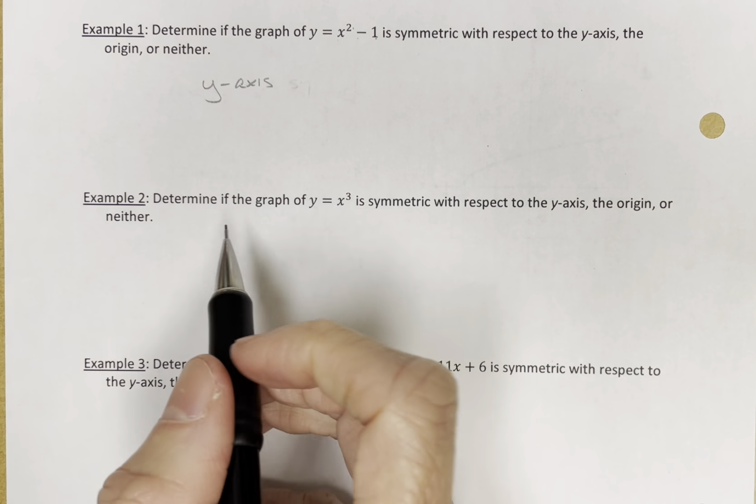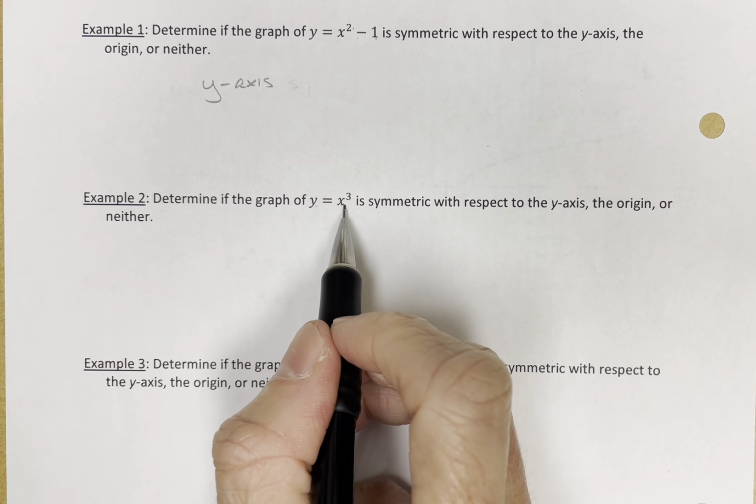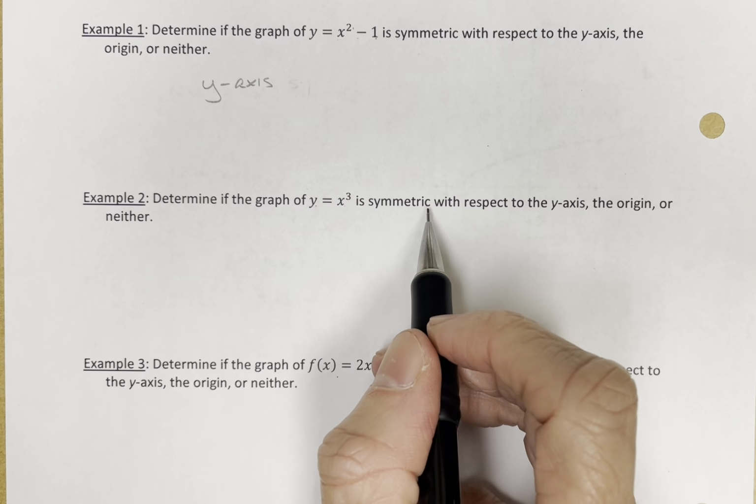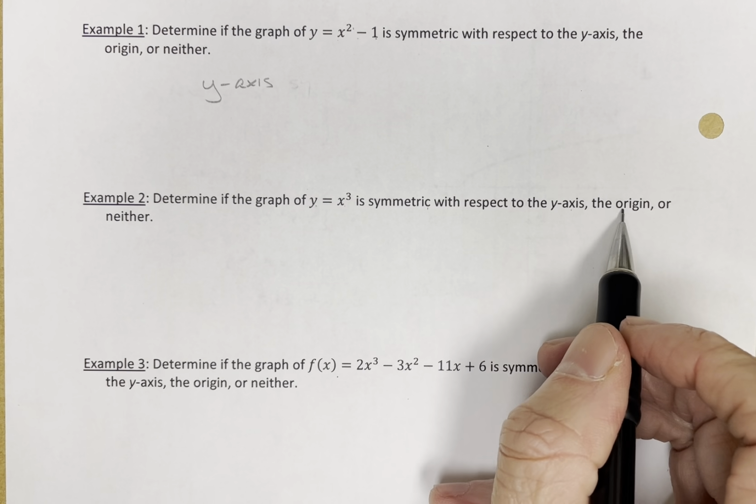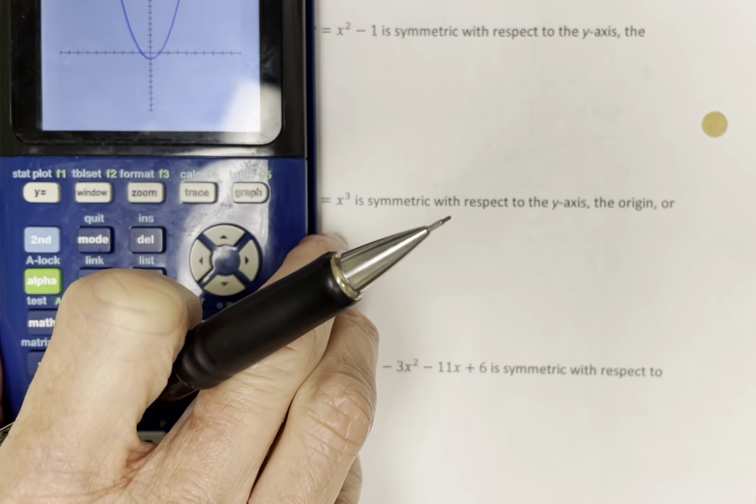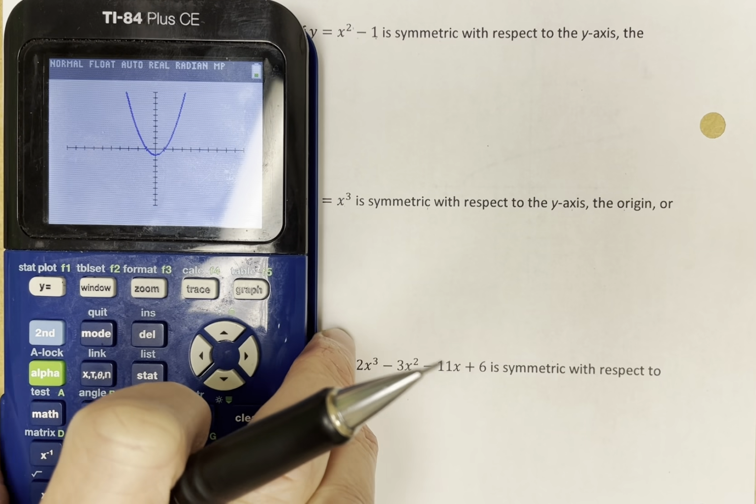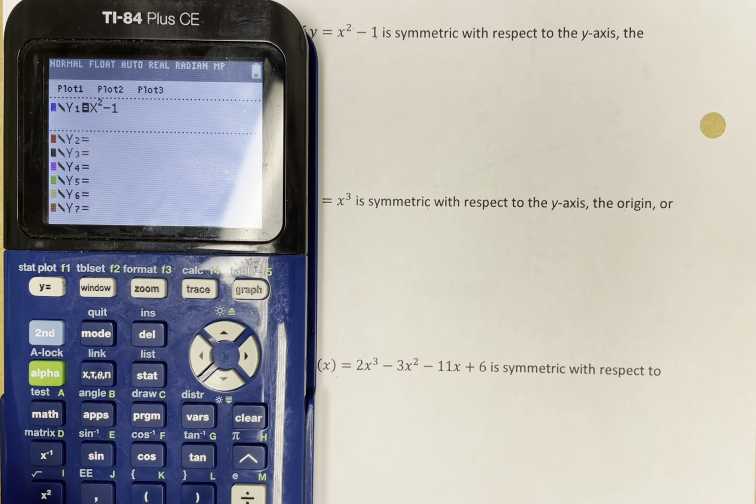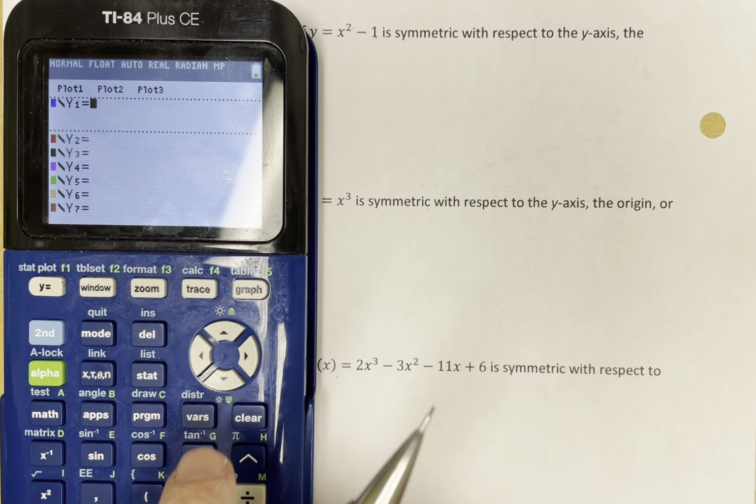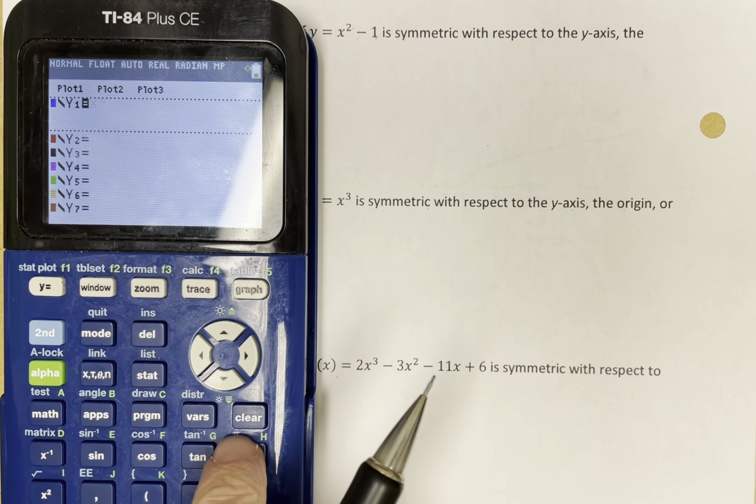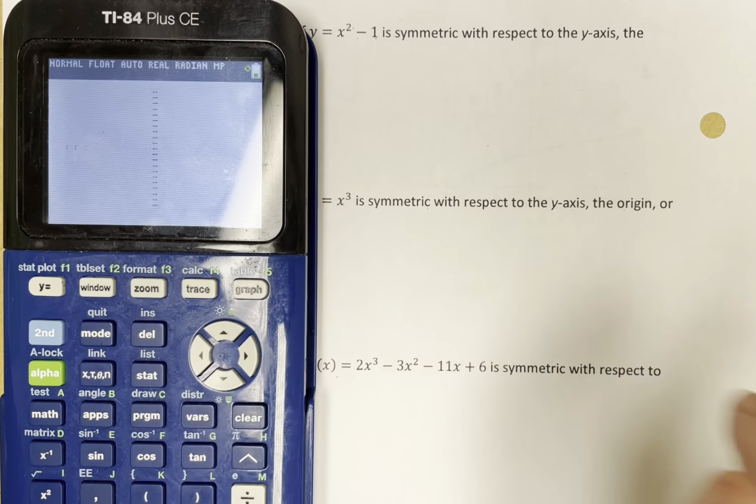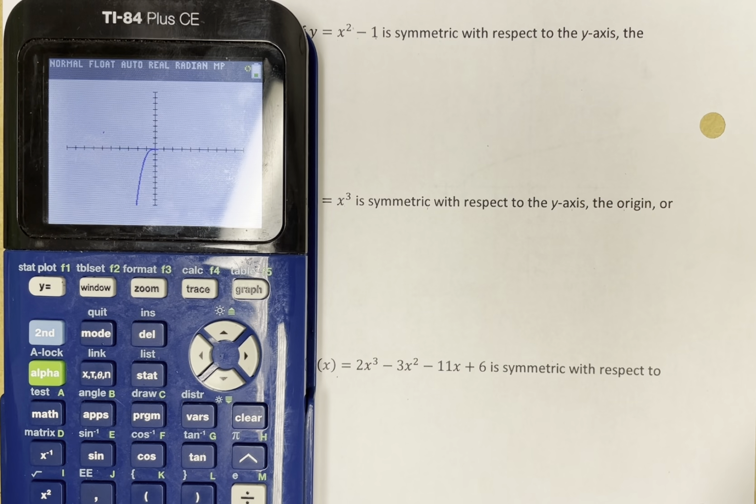Okay, how about number 2? How about the graph of y equals x cubed? Is it symmetric with respect to the y-axis, the origin, or neither? Let's go back to our y equals, and we'll change this one to be x cubed. So I'll put in x cubed, and I'll press graph. And here you have it.